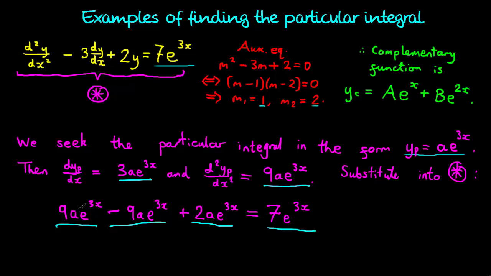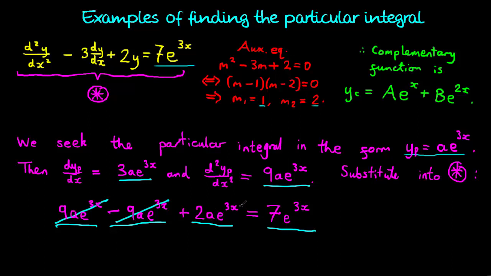Now there's going to be some cancellation on this left hand side, because 9a e to the 3x minus 9a e to the 3x cancel each other out. So we're left with 2a times e to the 3x is equal to 7e to the 3x. So this is where we compare coefficients.